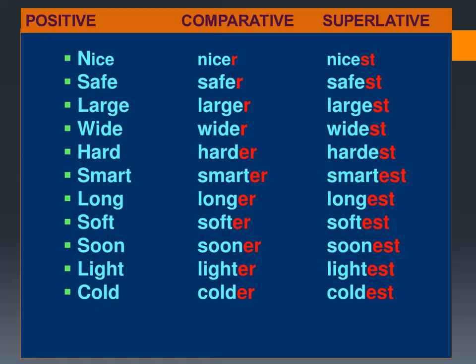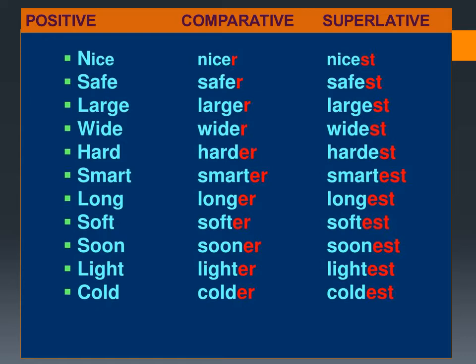If you look at these examples given over here, the positive degree is the actual adjective which we use, children. Nice, safe, large, wide, hard, smart, long, soft, soon, light, cold. These are the adjectives in real. That's called positive degree. So these adjectives are used to compare only one person or one thing. Now, how are comparative degrees formed? Comparative degrees are formed when these positive degrees are changed with an addition of ER.